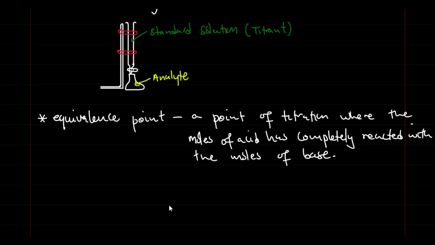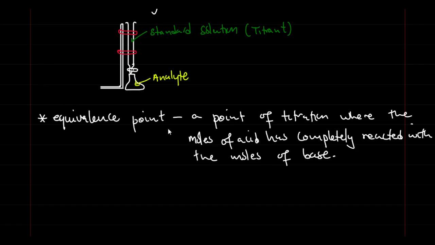During our titration, there is a point we call the equivalence point. The equivalence point is a point of a titration where the moles of the acid have completely reacted with the moles of the base. Equivalence means equal, you see. So at that point, the moles of the acid are equal to the moles of the base. I will show you what I mean by that, because it can cause quite a confusion.